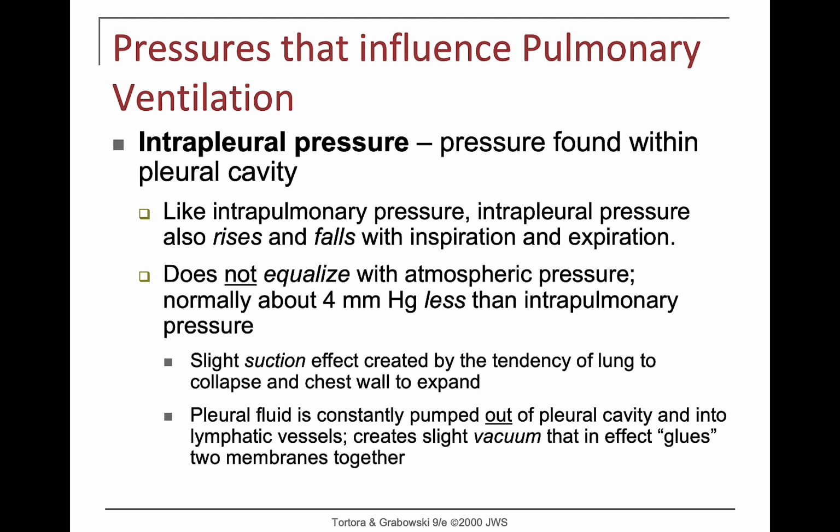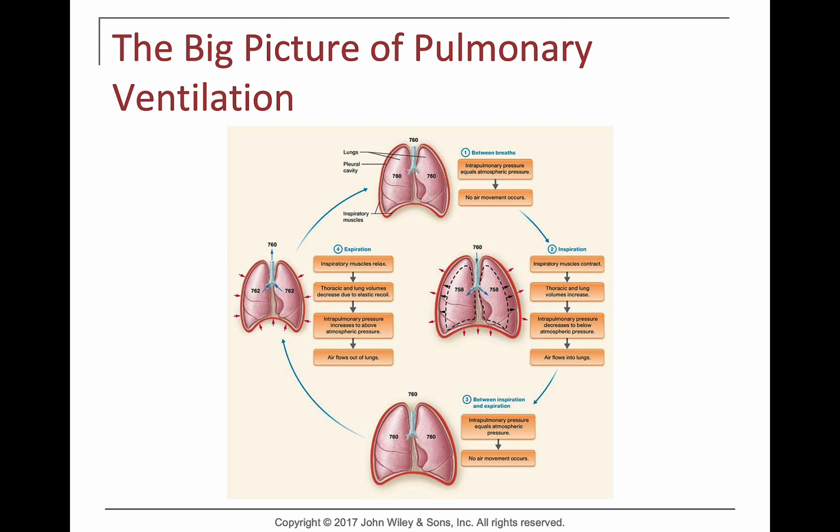Atmospheric pressure at sea level is 760. If we start out with it equalizing there, if we have quiet inspiration and we contract the external intercostals and the diaphragm, and that intrapulmonary pressure drops to 758, below atmospheric pressure, air will flow in. Notice we have the equalization there.